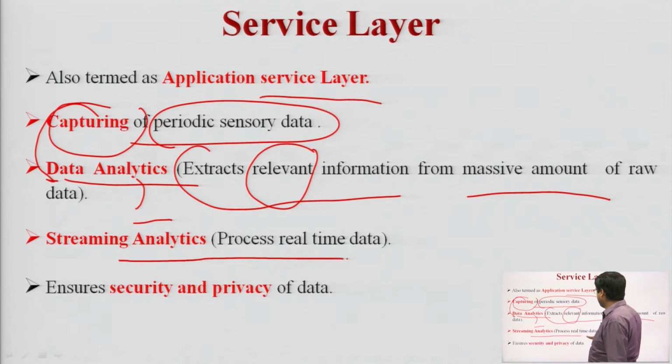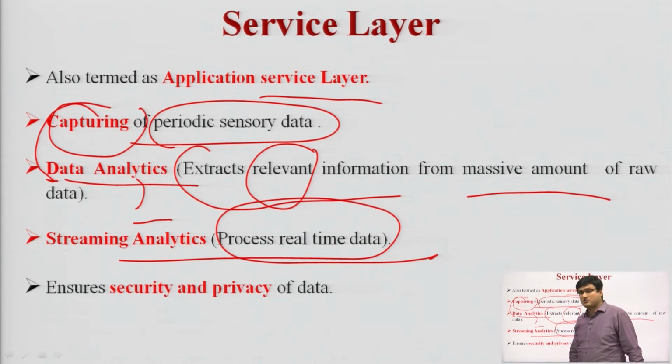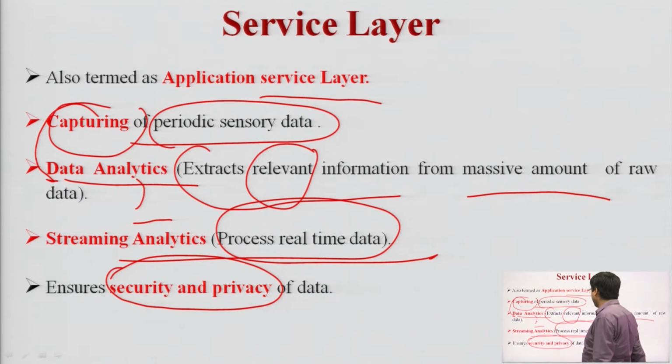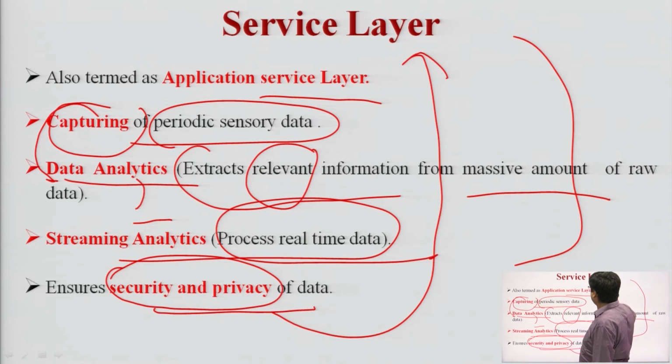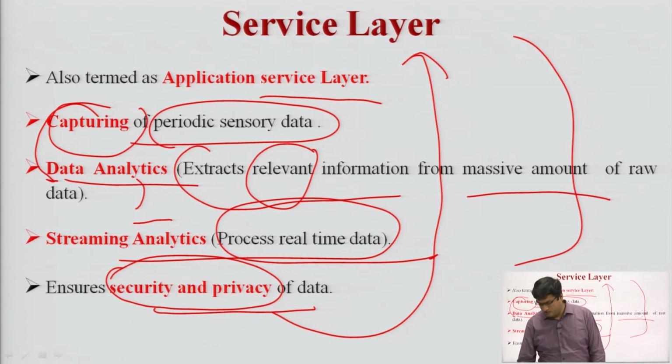Streaming analytics, streaming means processing real time data. Streaming can be done only in real time. We can say that live streaming is real time information provided to the user. So it should be secure and private, because all the devices are open and vulnerable to the environment, anyone can hack them and use our data. So it should be secure and private. Security and privacy are the main concerns in the service layer, and should be taken care of while designing any system.